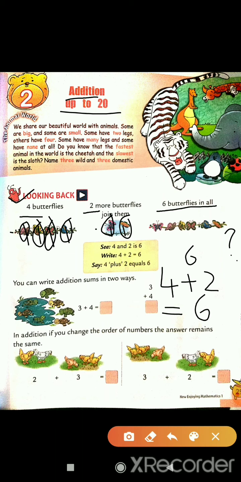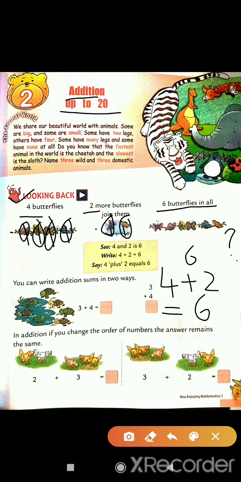So now let us start with some sums. Solve. 2 plus 5 is equal to dash. So here 2 dots are given and here 5 dots are given. So for adding, count them together. 1, 2, 3, 4, 5, 6, 7. What is the answer here? 7. Got it, students?